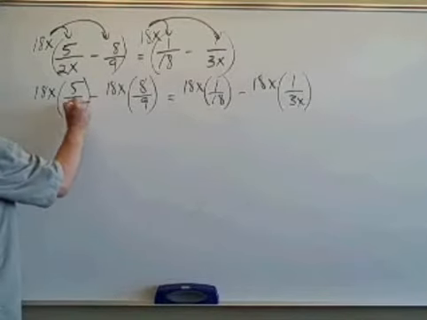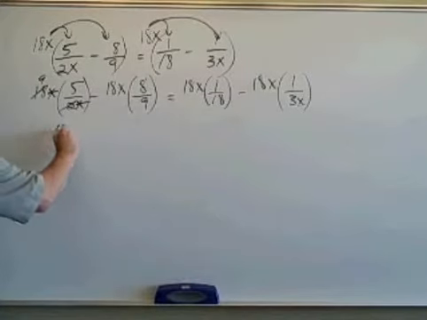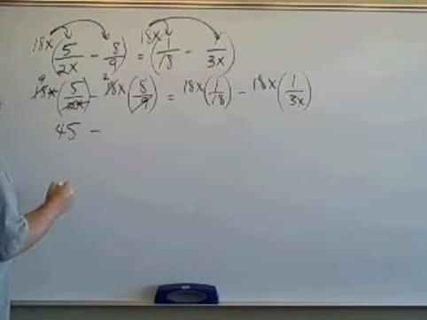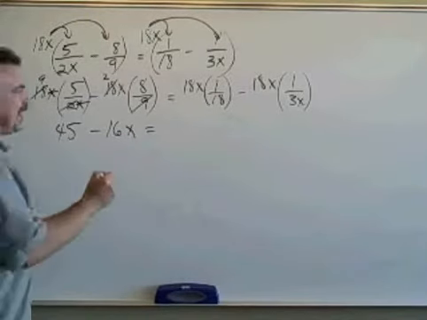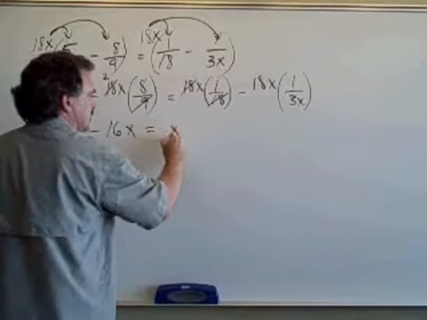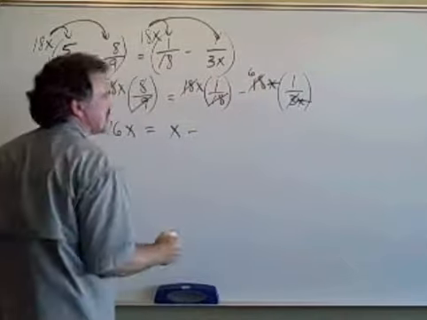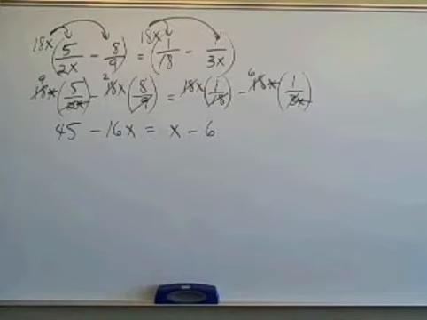Well, here, the x's will cancel each other, and 2 goes into 18 9 times, so I have 9 times 5 is 45. 9 goes into 18 twice, so I have 2 times 8 is 16 times x, I have 16x. The 18's cancel, leaving me x times 1, which is x. The x's cancel here. 3 goes into 18 6 times, leaving me minus 6 times 1 is 6. And I have simplified the equation tremendously over what it was originally. And now it's a linear equation in one variable.